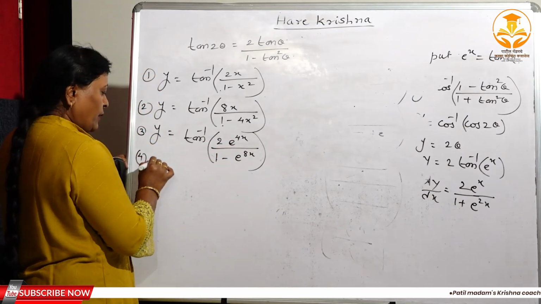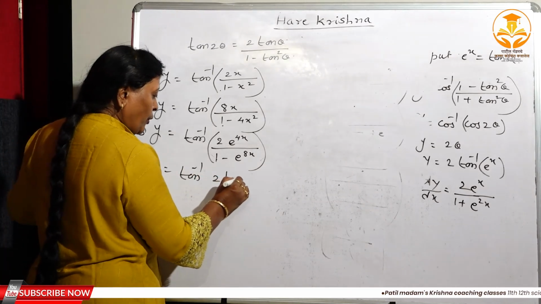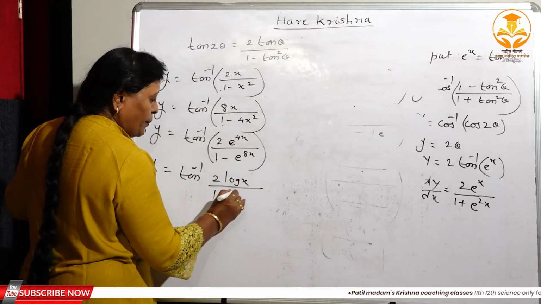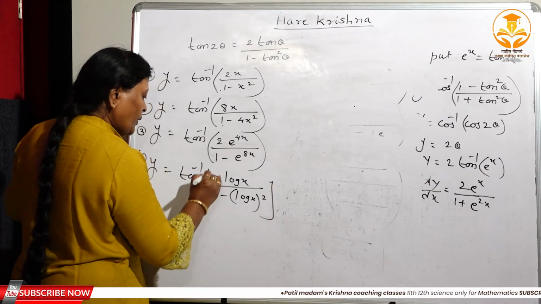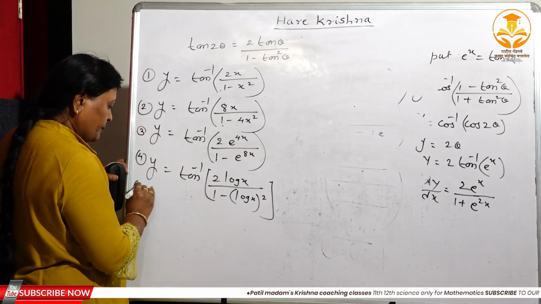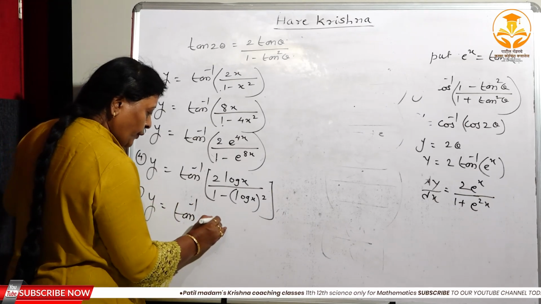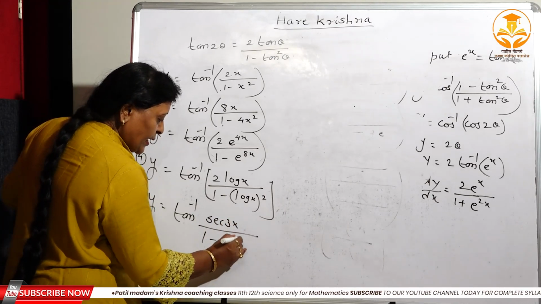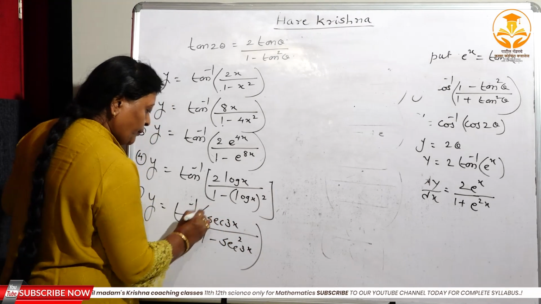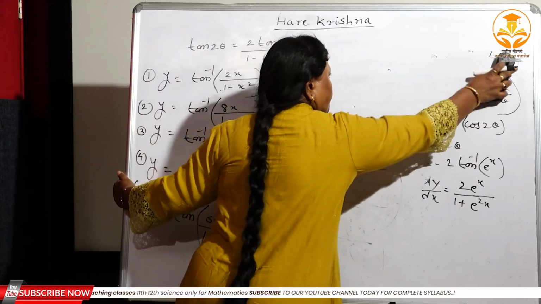Fourth one, y is equal to tan inverse of 2 log x divided by 1 minus (log x) whole square. And the fifth one, y is equal to tan inverse of sec 3x divided by 1 minus sec square 3x. These are the 5 problems. Again I will take C here.